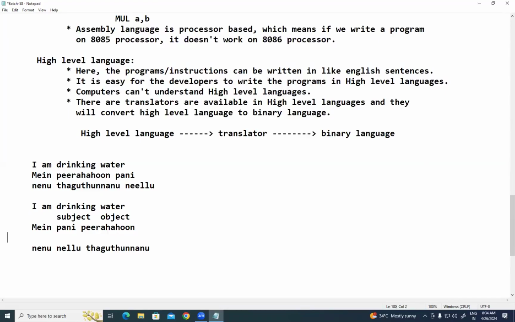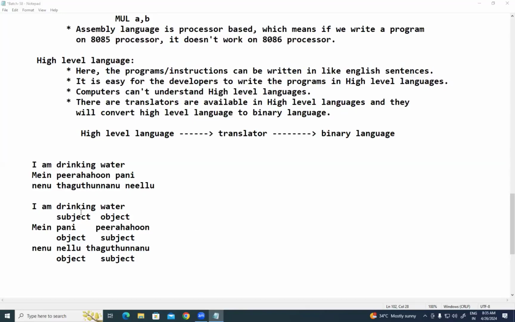Tell me, folks, here. Pani is what? Pee raha hoon is what? Pani is the object and pee raha hoon is the verb. Am I clear? Even in Telugu, it is the same thing. Neellu is what? Object. Taagutunnanu is what? Verb. Hey folks, I'm giving you the reason.